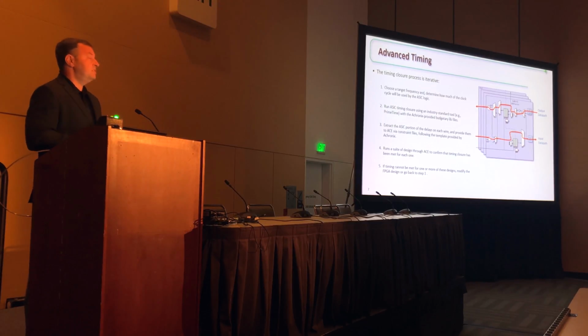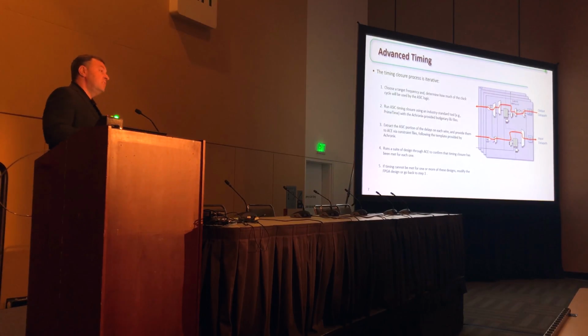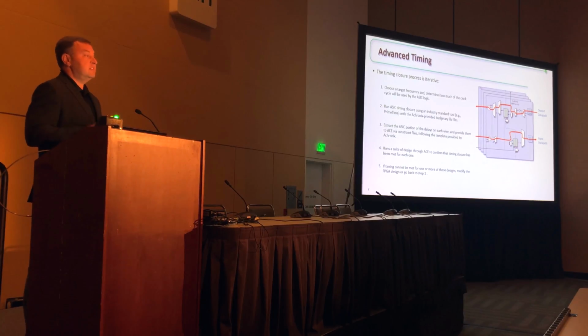So he might have 10 or 15 different things that he wants to put in there, some compression, some encryption, some machine learning, what have you. Tries to close timing. If he closes timing for all of those designs, he's done, ready to tape out. If not, then one of two things has to happen. Either the FPGA designer agrees that he's going to change his FPGA designs to have less logic before that first flop, or the ASIC designer goes back and changes the ASIC design to give the FPGA designer more of the clock cycle later on.